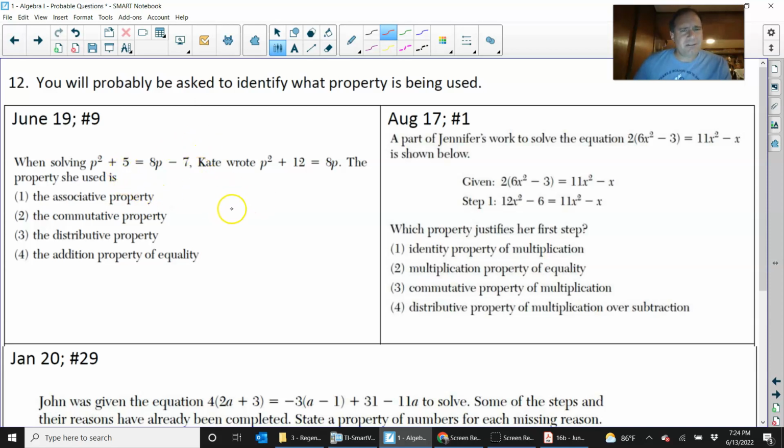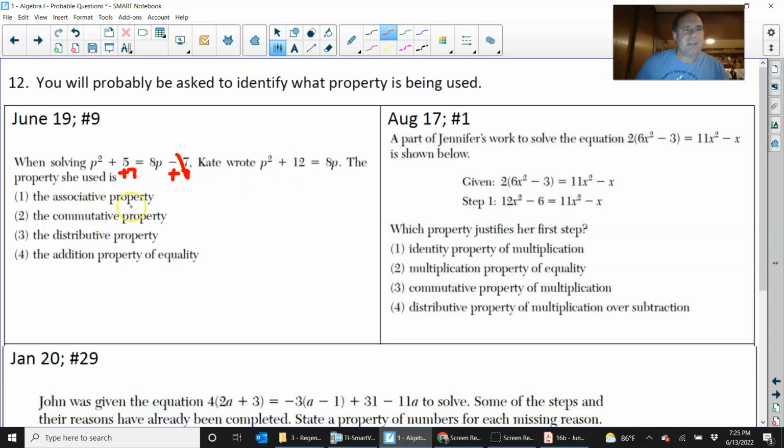All right, number 12, you'll probably be asked to identify what property is being used. So we're going to take a look and just always do what is happening here. When solving this, Kate wrote this. What did she do? It looked like she added 7 on both sides. Because look, it's p squared now. This cancels. Plus 12. So 5 plus 7. So that's what she did.